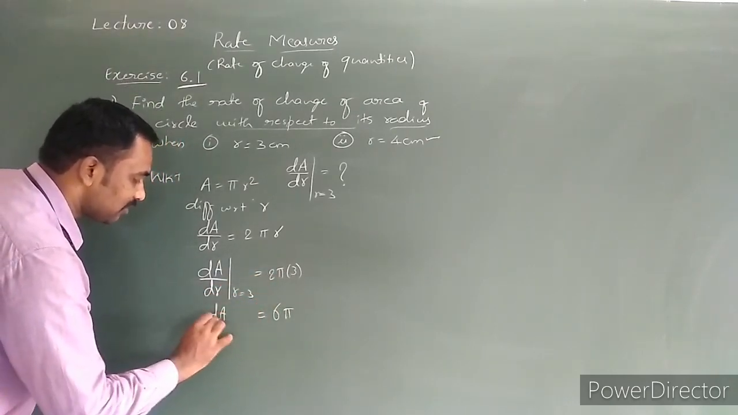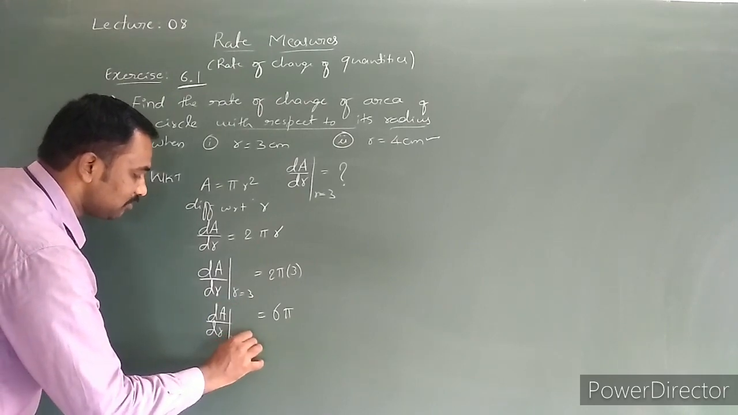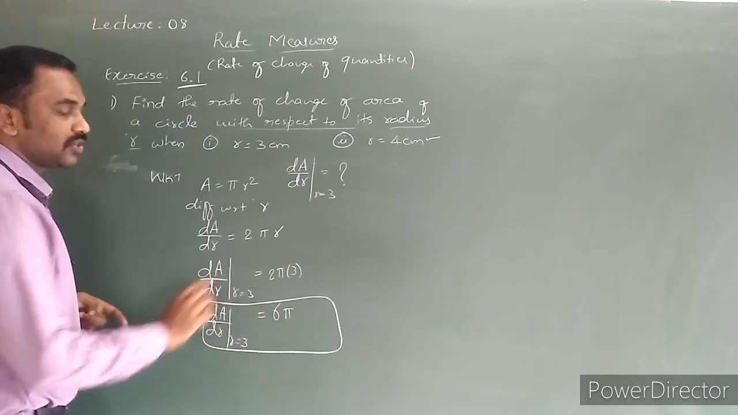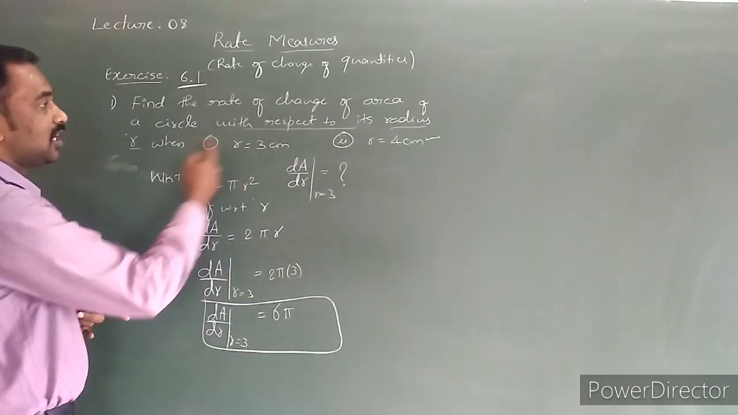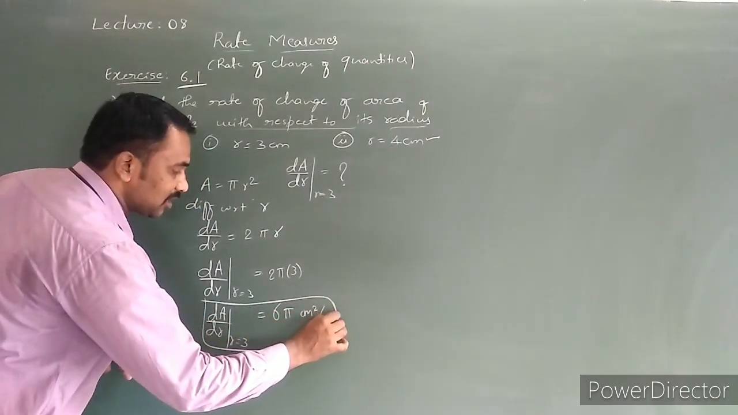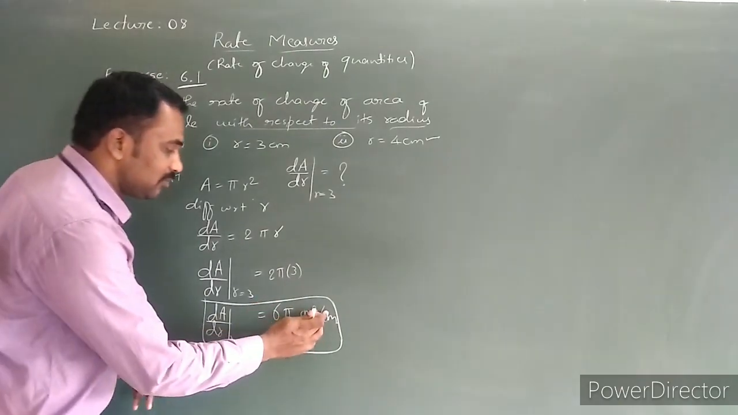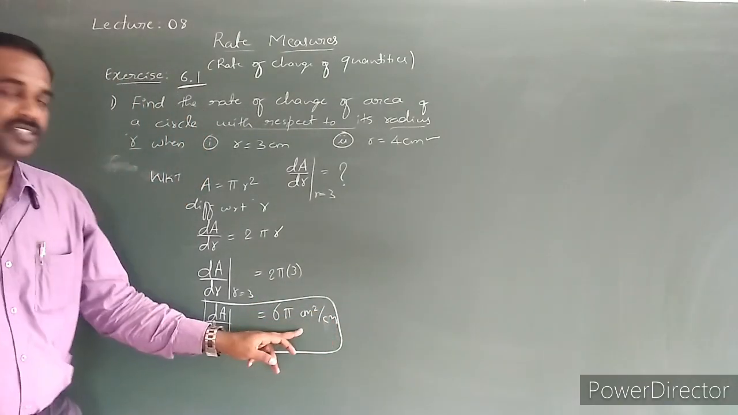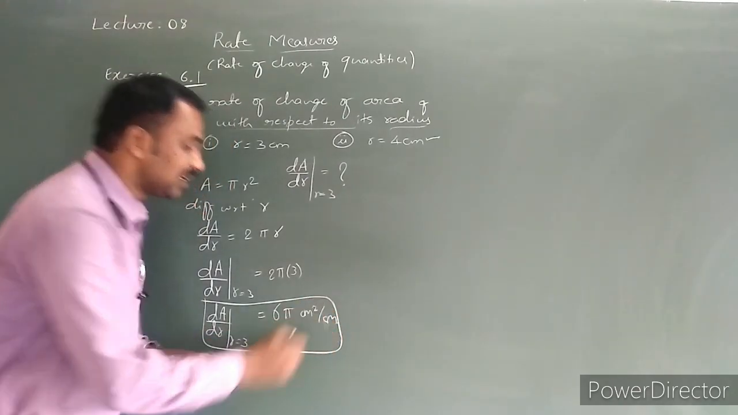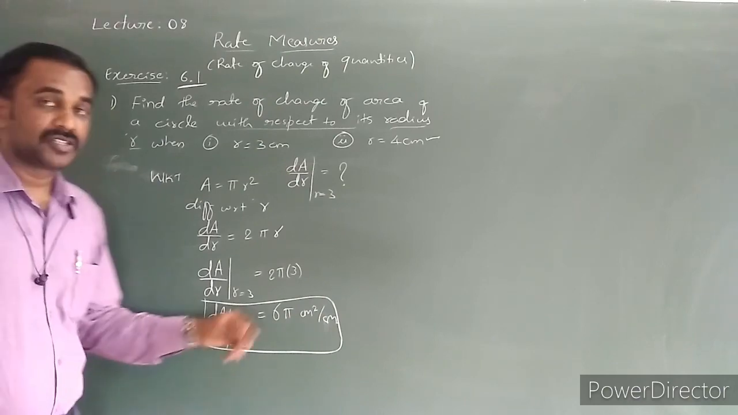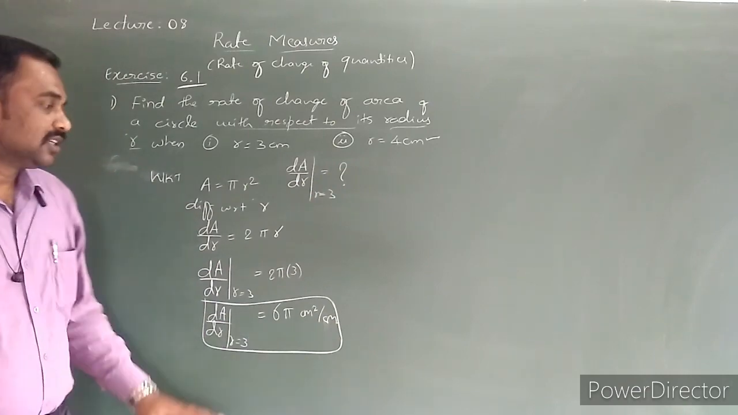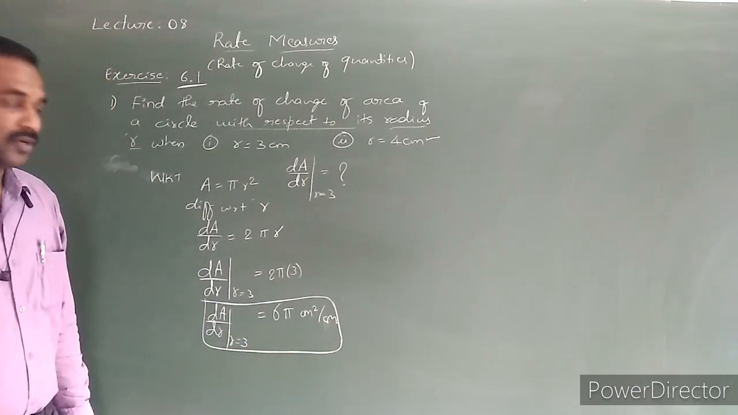The left hand side dA divided by dr is the rate of change of the area of the circle whenever the radius is 3 centimeter. What will be the unit? The unit will be centimeter square per centimeter, or simply we can write it as centimeter, because the radius is measured in centimeter. Very simple. The second case you can easily solve, or take it as a homework problem.